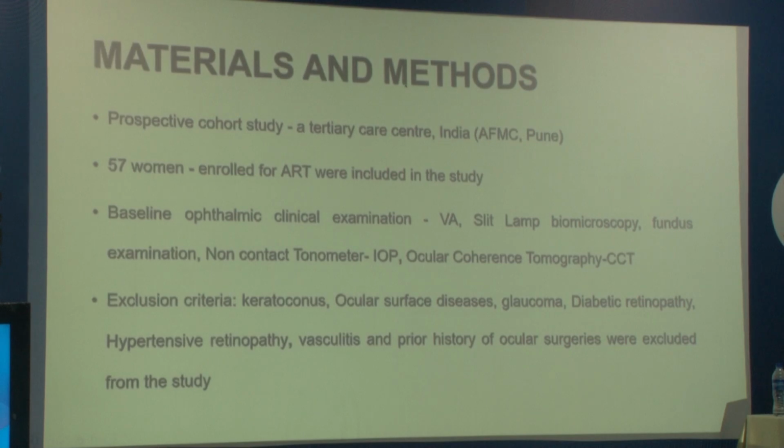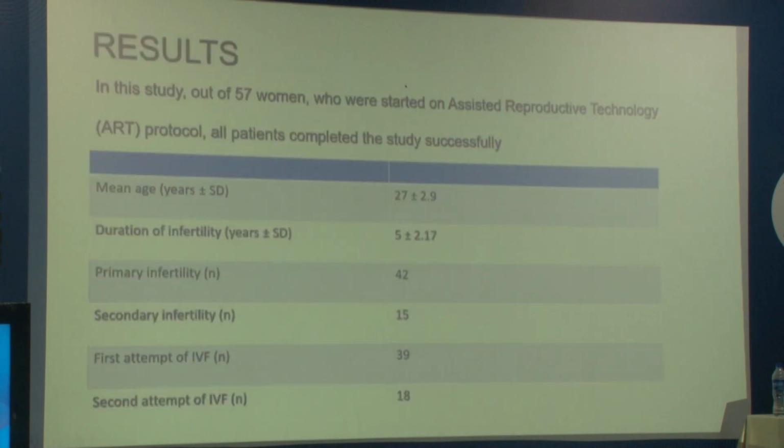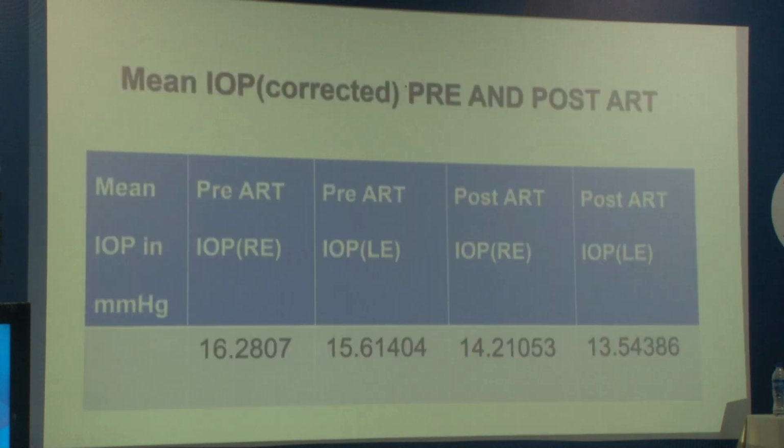Patients with prior ocular diseases and prior ocular surgeries were excluded from the study. Data was analyzed with statistical software, and a p-value of less than 0.05 is taken as significant. This table represents the general characteristics of the patients included in the study. The mean age was 27 plus or minus 3 years, and the duration of infertility was 5 plus or minus 2 years, and primary infertility was seen in 42 women and secondary infertility in 15 women.